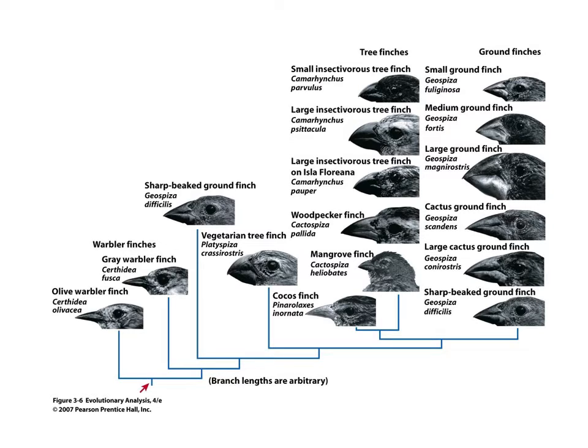Okay, so this is just sort of showing you some of that variation. It's not necessarily a phylogenetic tree. It's just a grouping of the different kinds of finches. You see the ground finches, you see the tree finches, so you get a partitioning of the niches there. And if you look in the tree finches, you see the woodpecker finch. You remember Darwin identified that as a woodpecker, which it wasn't. It was a modified finch. Cactus ground finch, large ground finch, etc. There you see the Cocos finch and some of the others.